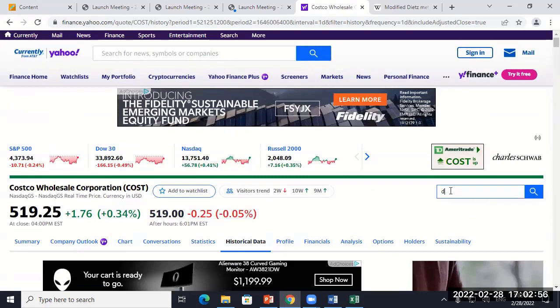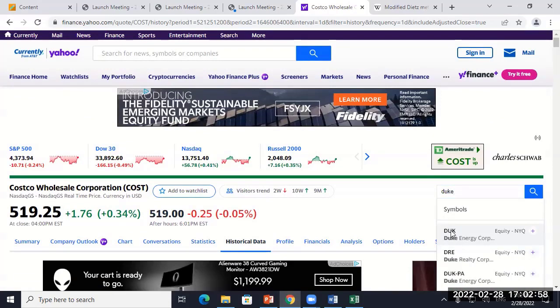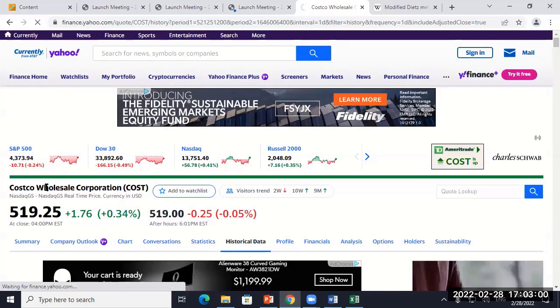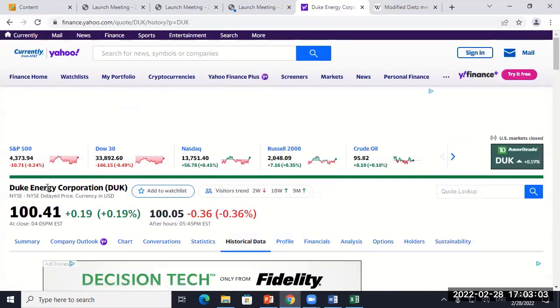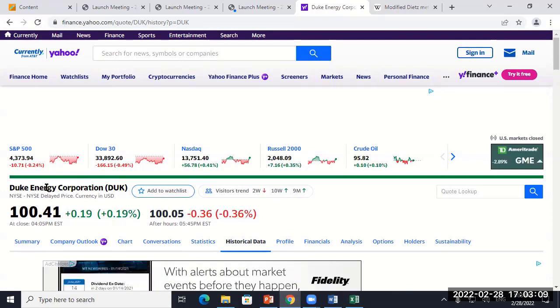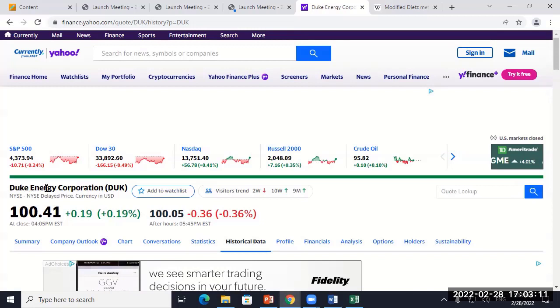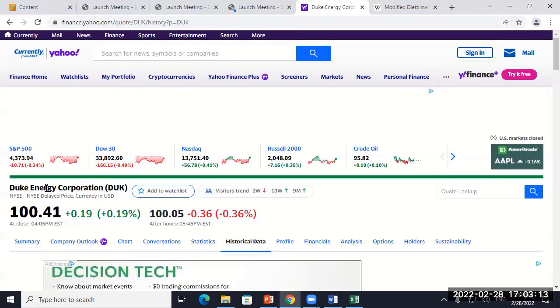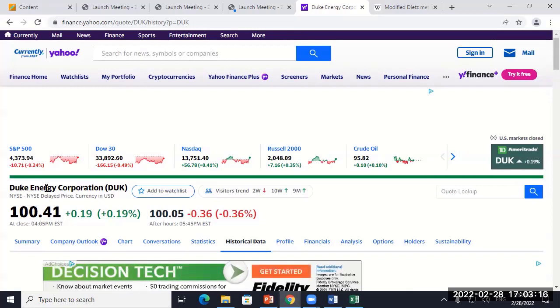Let's do Duke. Why would I pick Duke? Well, it's a utility. What are utilities famous for doing? Paying really high dividends. Okay, so that should give us some numbers. How do you think Duke Energy is doing? How are utilities doing? This is a good time to be a utility.